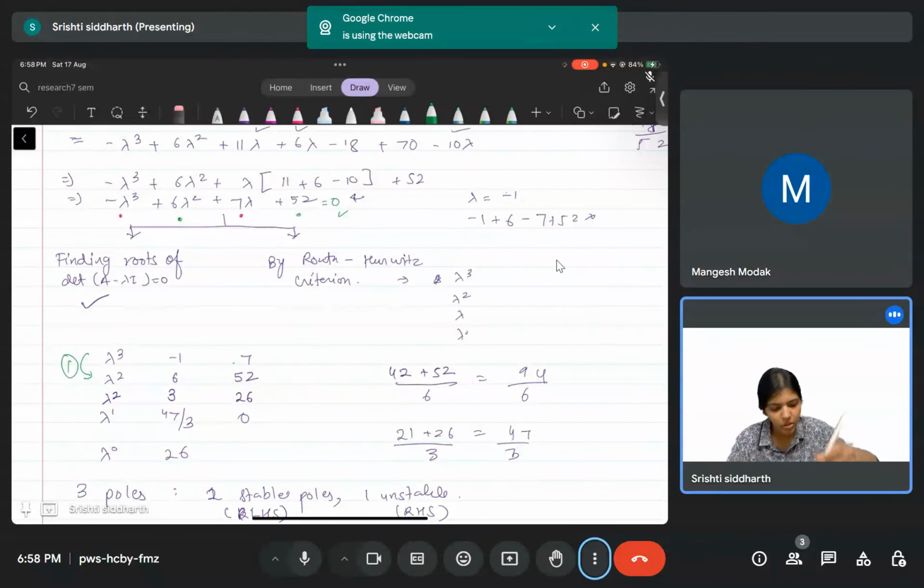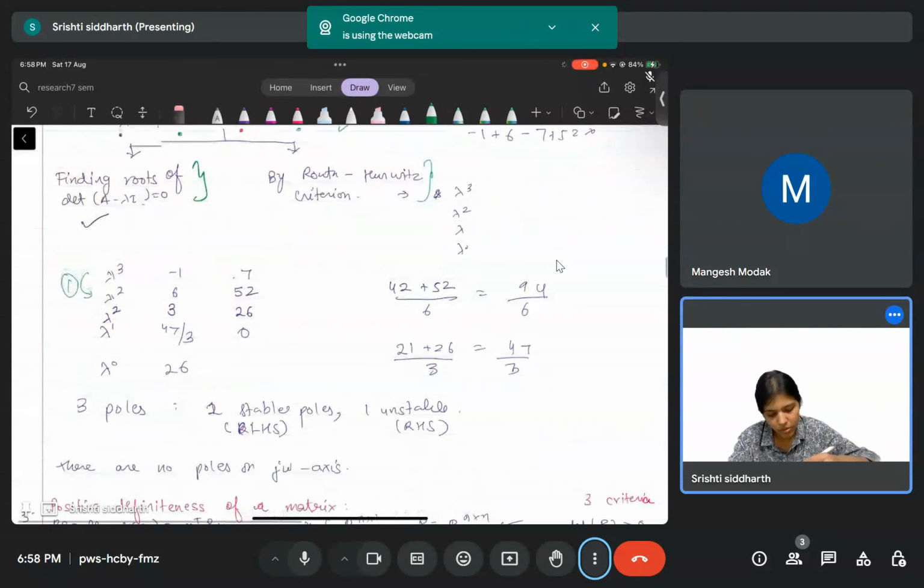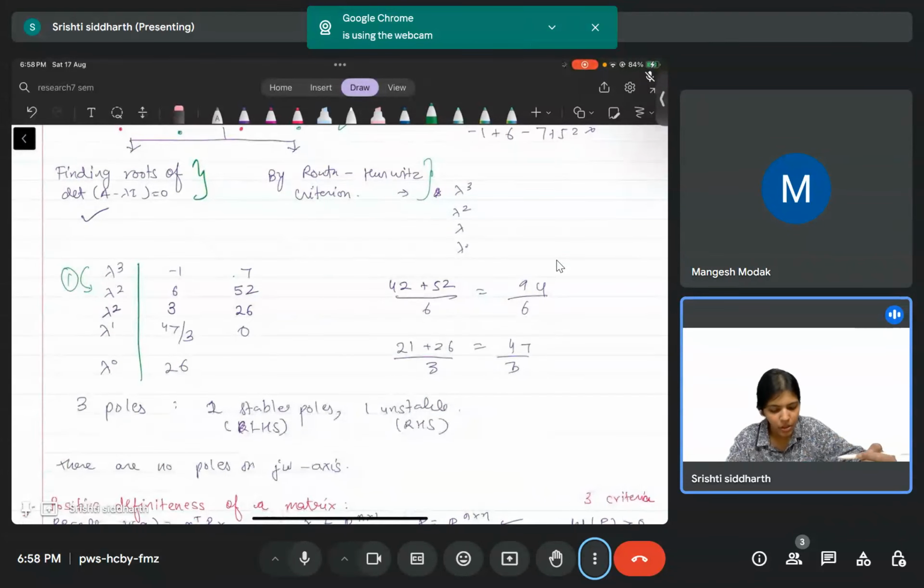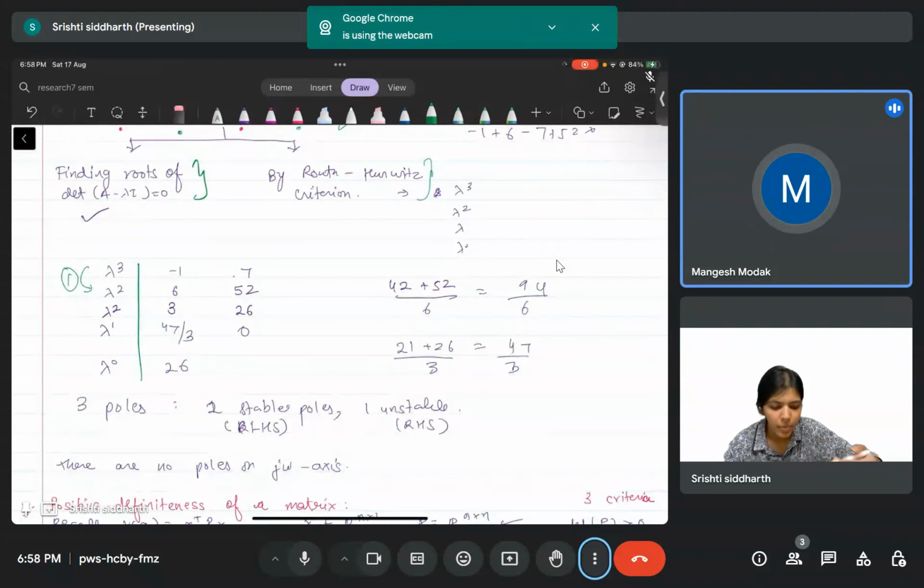So this was the equation, a third order polynomial. Instead of finding the roots, what I am doing is checking the Routh table. You just form this table and determine the sign changes here. Have you done this before?